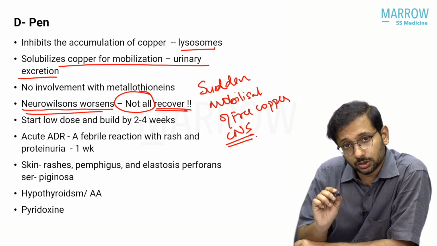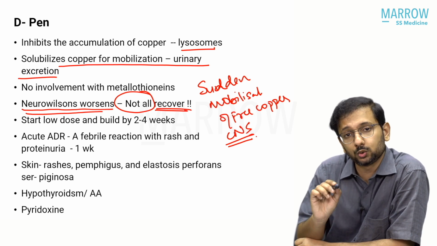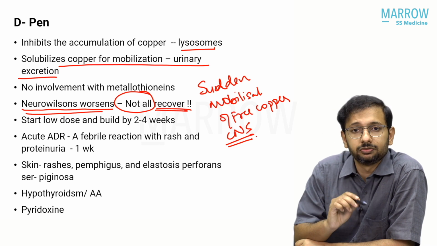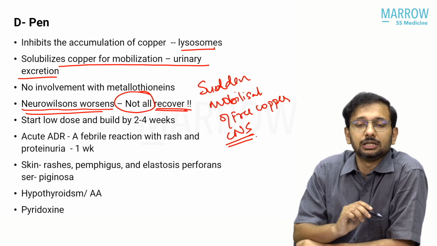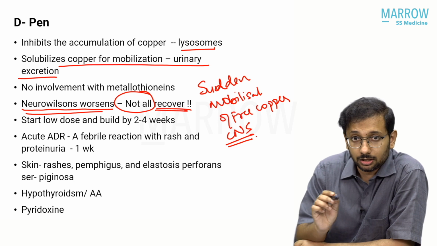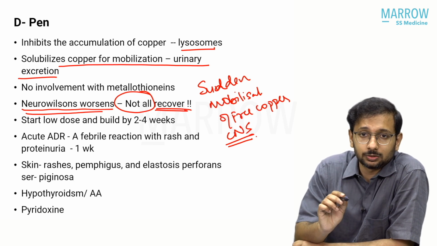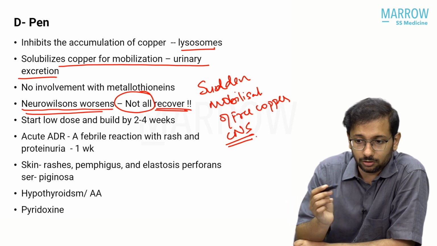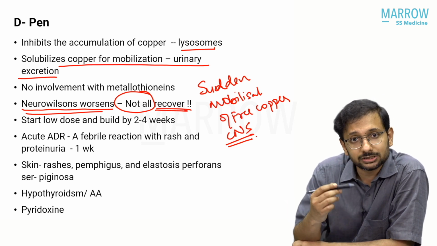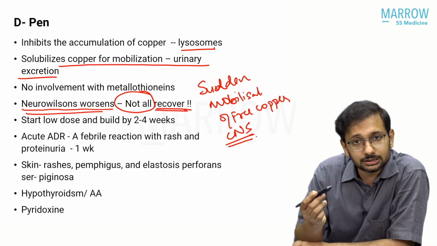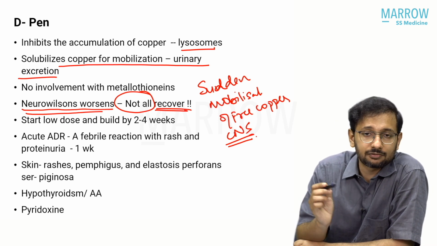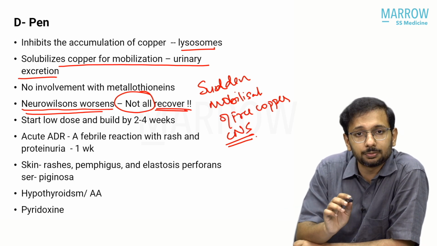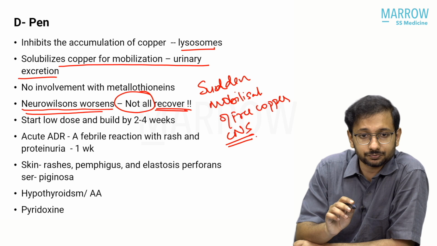So you start with a low dose and build it up over 2 to 4 weeks. 250 milligrams OD, 250 milligrams BD to 250 milligrams 4 to 5 times a day. Now, D-penicillamine has to be mandatorily taken on an empty stomach. So if you are a parent of a kid with Wilson disease, what we suggest is wake the child up at 4 a.m. or 5 a.m., give the D-penicillamine and let them go to sleep again. So that ensures 100% bioavailability of D-penicillamine.